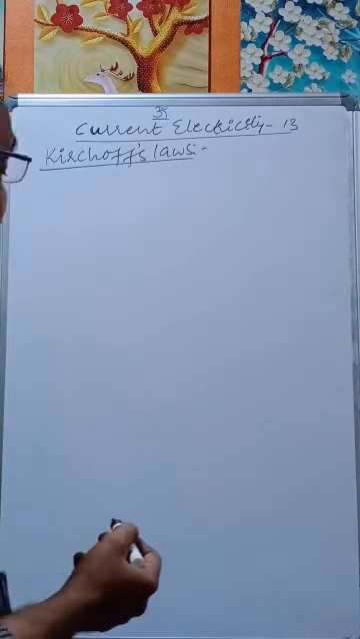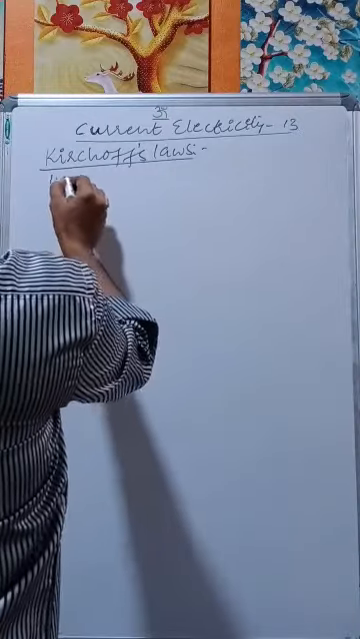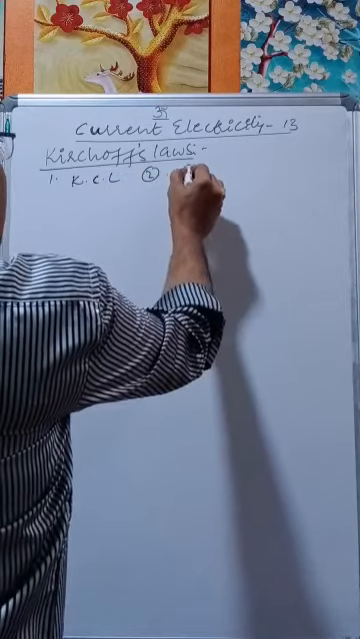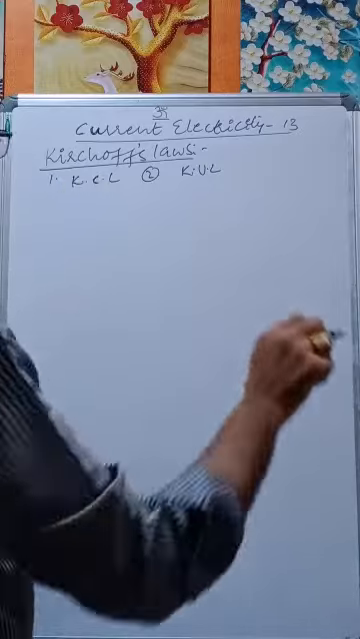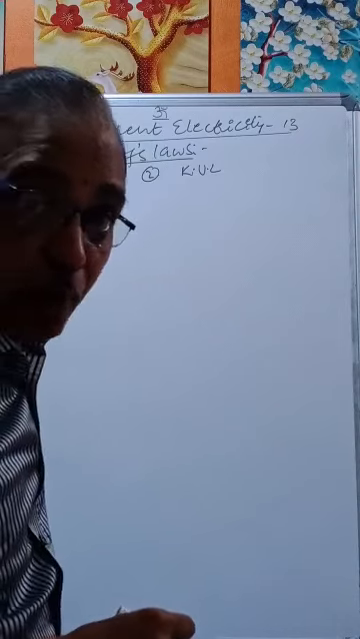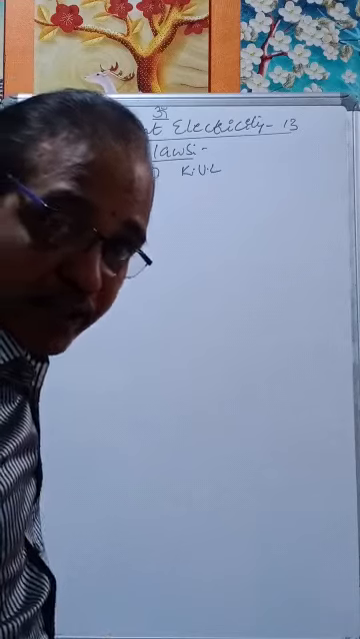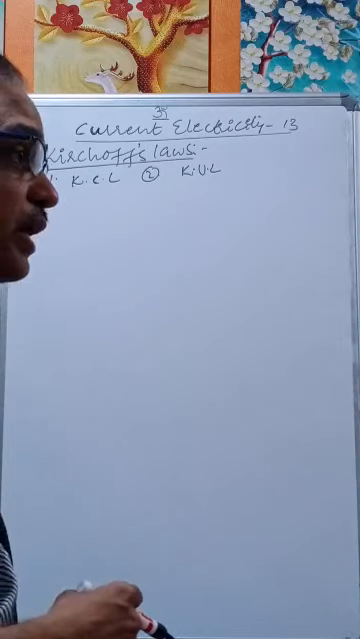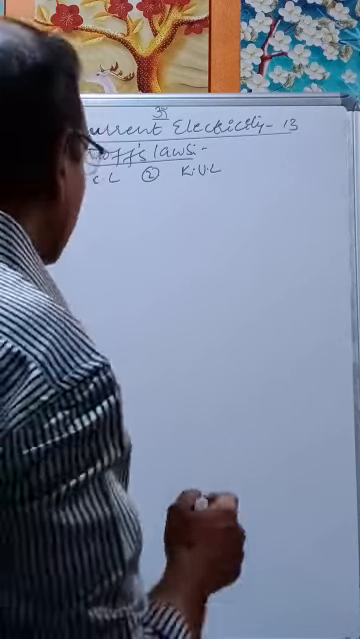Now, Kirchhoff's laws. Kirchhoff has formulated two laws. One is Kirchhoff's current law, KCL. Second one is Kirchhoff's voltage law, KVL. To calculate current in complicated circuits, Kirchhoff has given two laws. One is KCL, Kirchhoff's current law. Second one is KVL, Kirchhoff's voltage law. Let us see one by one each.